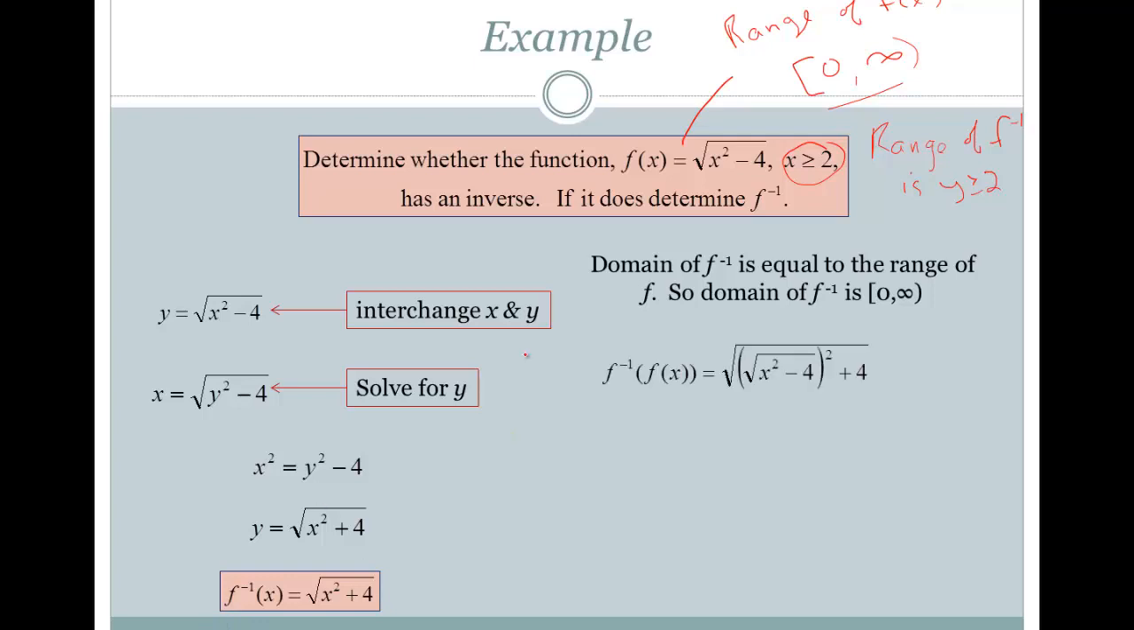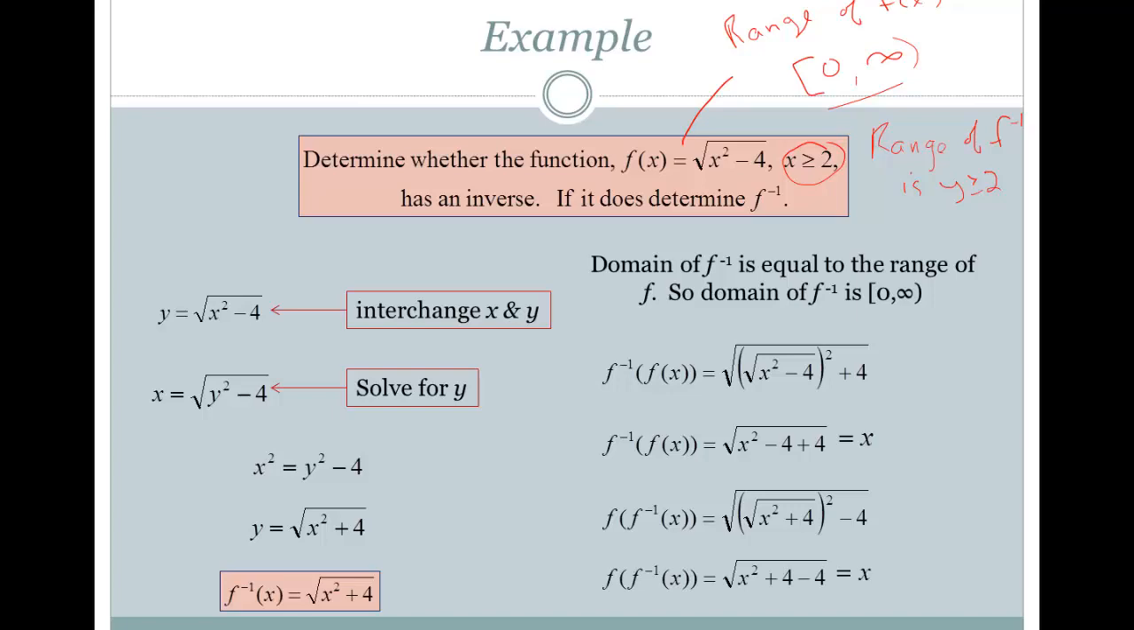We want to check. We want to see, is this true? Does this work? So we go f inverse of f of x. I just plug in. If I square this term, you should see I'm going to get x squared minus 4 plus 4. And that's simply going to be equal to x. I can check it the other way. Again, I'll get the square root of x squared plus 4 minus 4. And again, that's going to equal x.